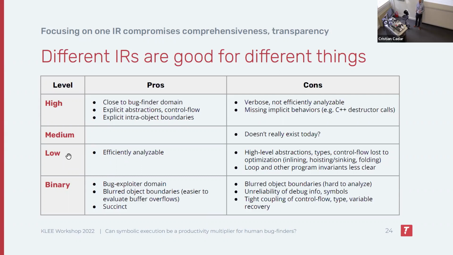But there's certain things that are very hard to do at a binary level, like buffer overflow detection. You might not know where one buffer begins and ends, that type of thing. You've got the problem of type inference, control flow recovery, and variable recovery, and these are all combined problems.